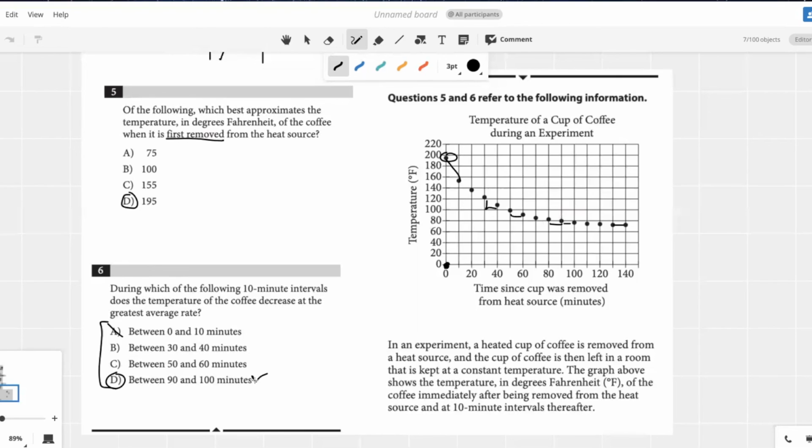You can either use process of elimination and look at each of the intervals given to us, or you can just examine the nature of this graph and see that the further along to the right you get, the less of a drop there's going to be. And so whichever one of these intervals is furthest to the right is going to be your answer, because there's the least amount of decrease in terms of temperature.